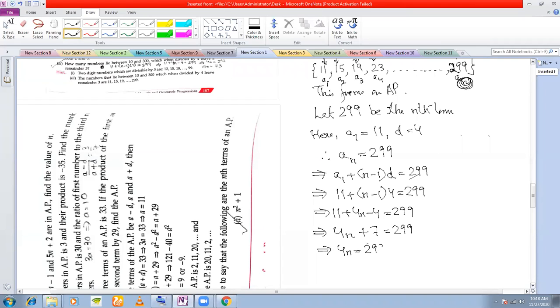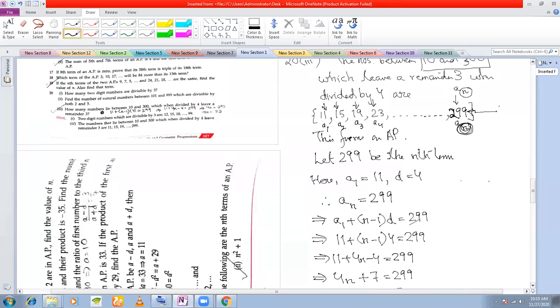And n is equal to 299 minus 7. Okay. So this will be 4n is equal to 292, 299 minus 7. And therefore n will be equal to 292 divided by 4, which is 73. So that means this is what term? This is the 73rd term. 299 is the 73rd term.